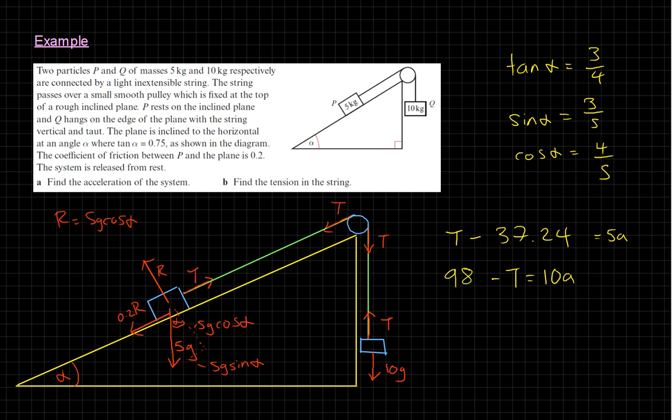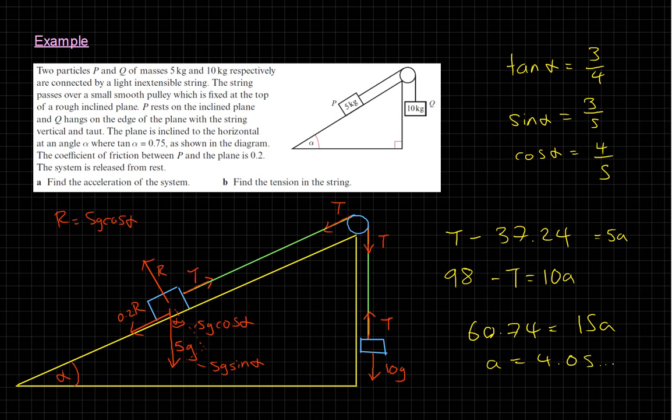If I add the two equations together, the T's are going to cancel. On the left-hand side I'll get 98 minus 37.24. Work that out, you get 60.74. And that's going to be equal to 15a if I add together the two right-hand sides. Therefore, we get a is equal to 4.05, roughly speaking. That's my value for a.